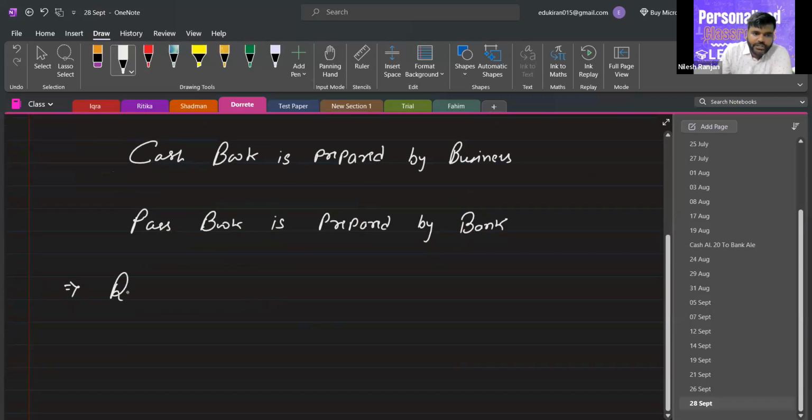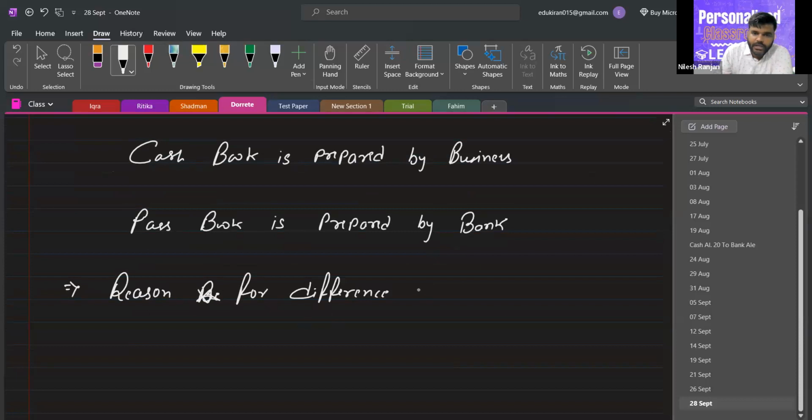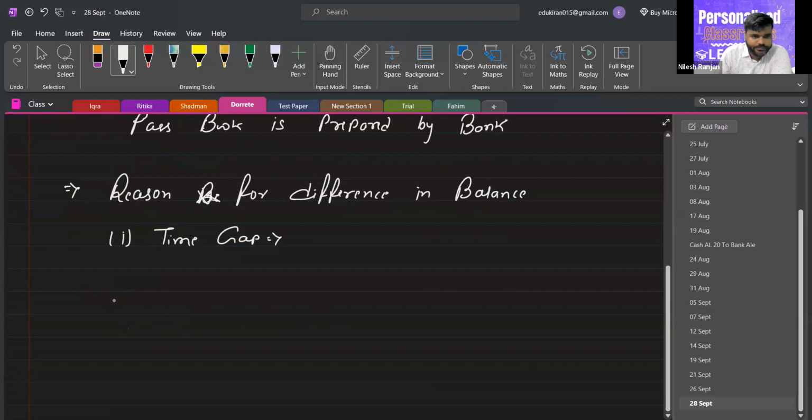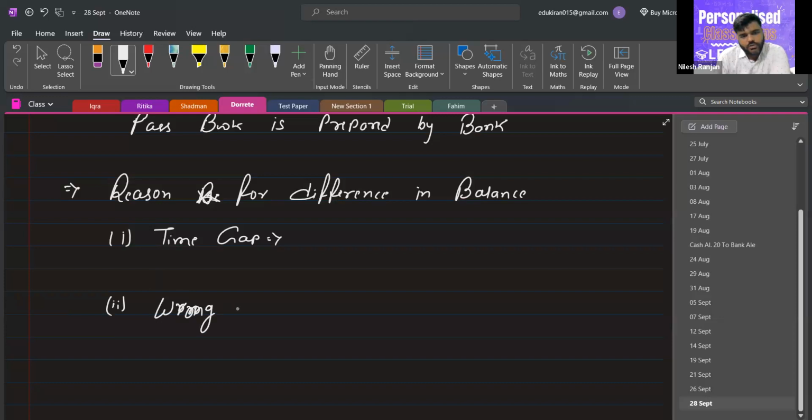Now, the next point is reason for difference in balance. The first reason is time gap. Okay. Second reason is wrong entry in cash book. And third is entry in passbook only.